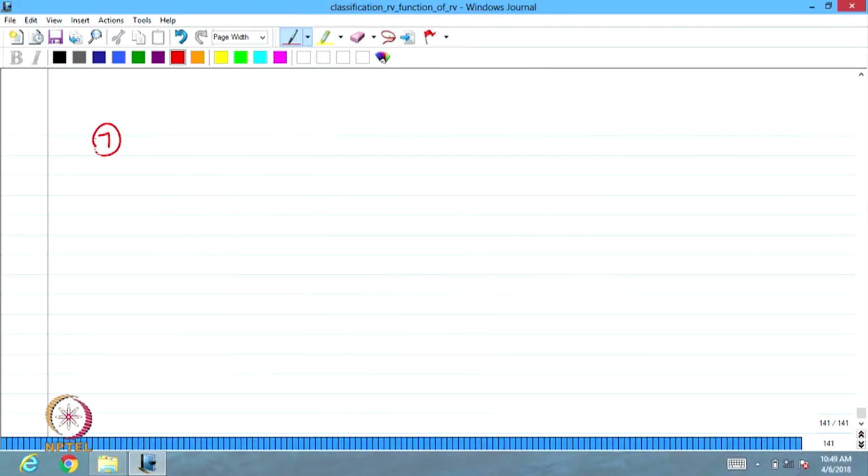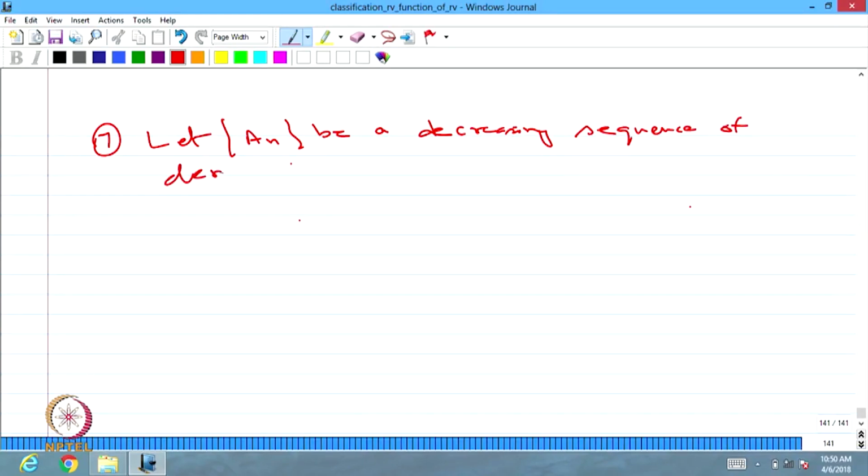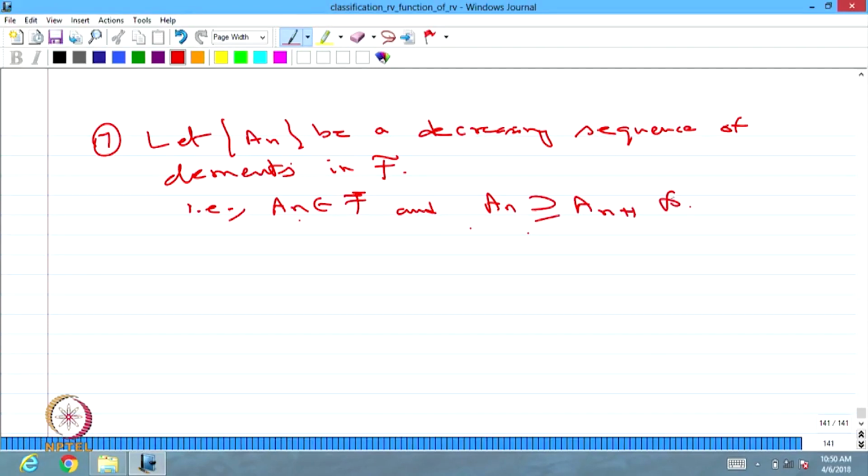So the next result, or next property, is: let A_n be a decreasing sequence of elements in F, that is, A_n belonging to F, for all n equal to 1, 2 and so on.